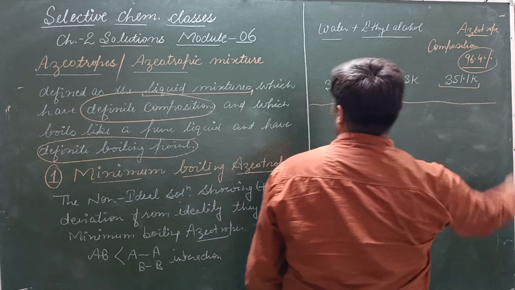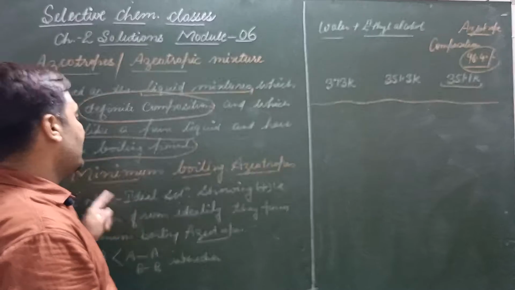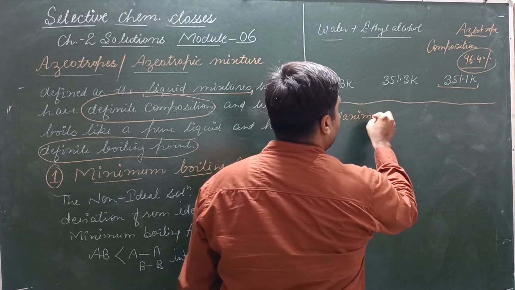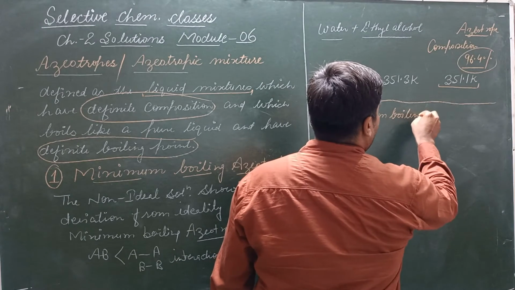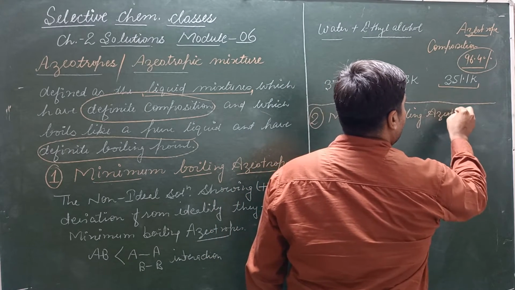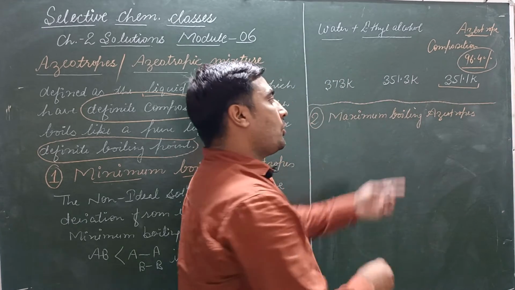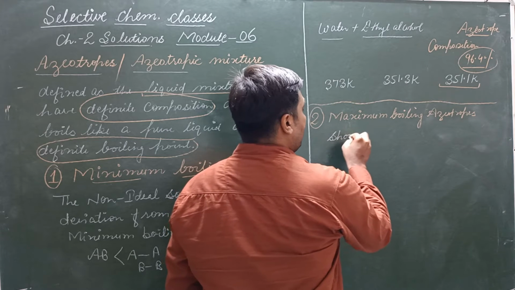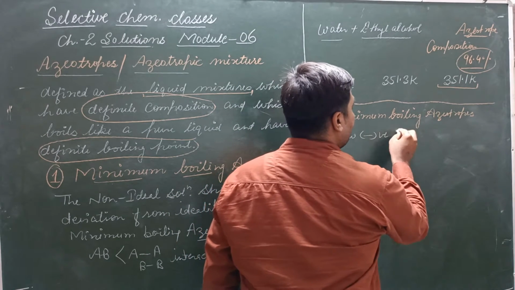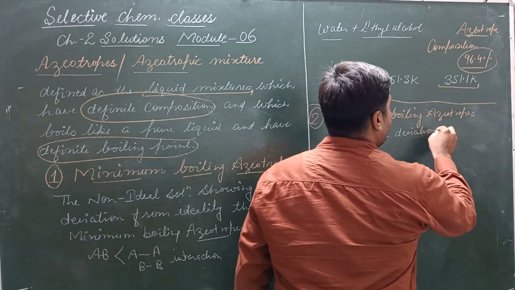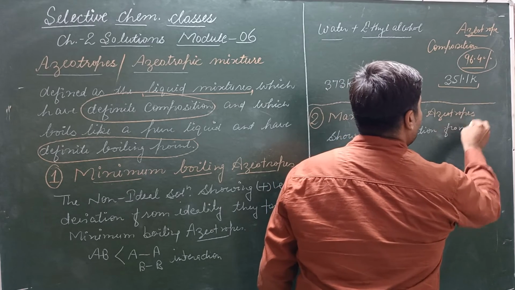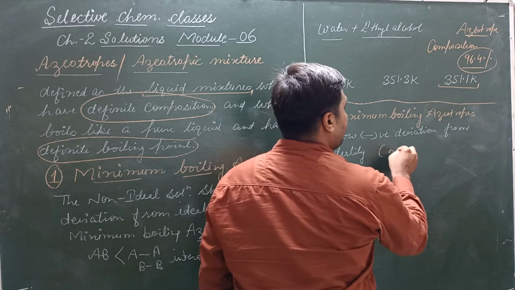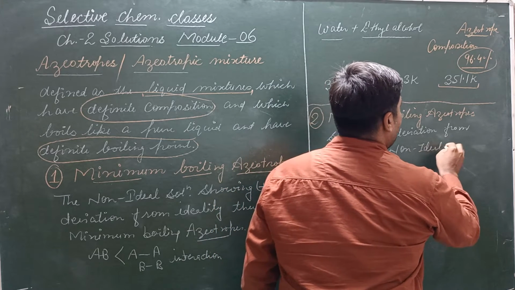Now let's shift to the second azeotropic mixture, that is maximum boiling azeotropes. Such azeotropes are formed by those liquid mixtures which show negative deviation from ideality. These are such non-ideal solutions.